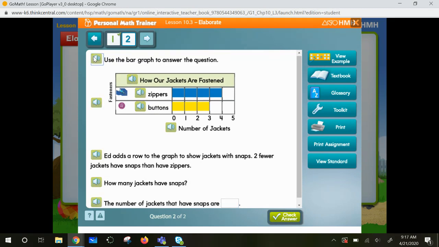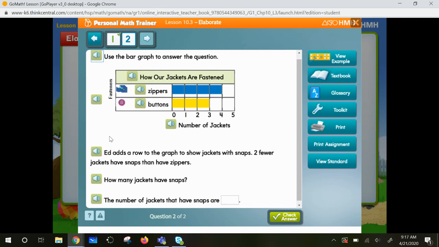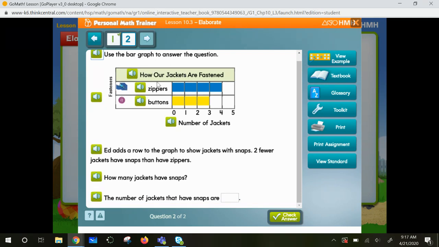Use the bar graph to answer the question. Okay. How our jackets are fastened. That's the title. That's the question that is asked. This is the area where we label the objects being questioned. So fasteners, we have zippers and buttons. And this is the number of jackets. So this is asking the kids, how does their jacket get fastened?